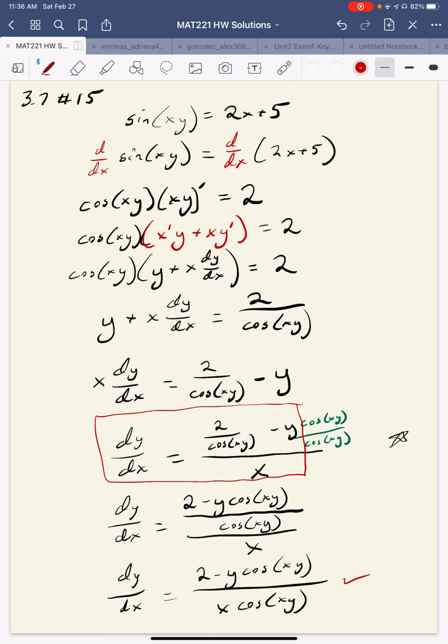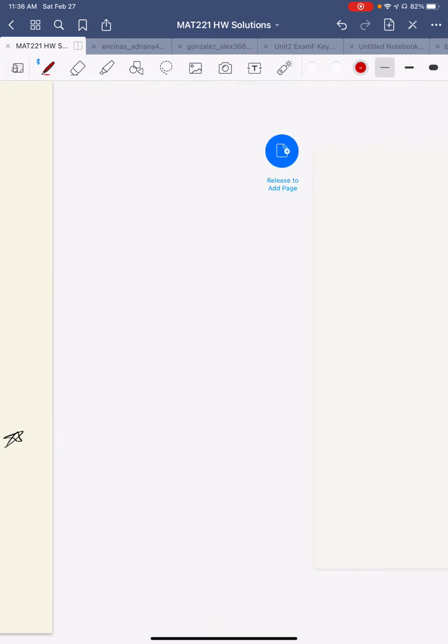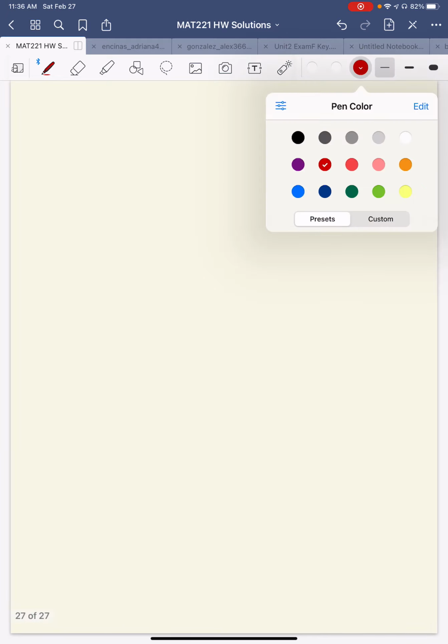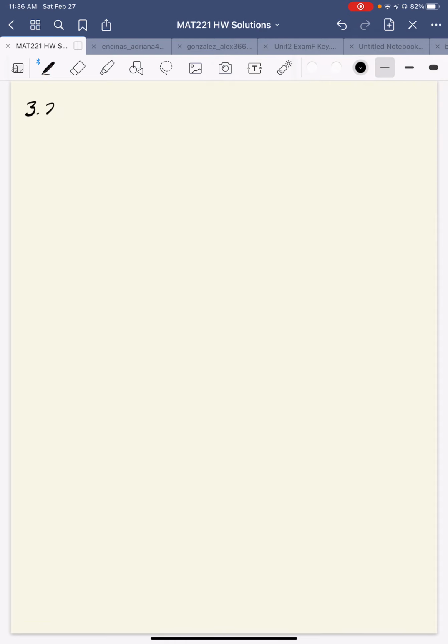Okay, next I want to do problem number 21. So 3.7 number 21 is sine ay plus cosine bx equals xy. And in this problem, we're told that a and b are constants. And so again, we're being asked to find dy/dx.